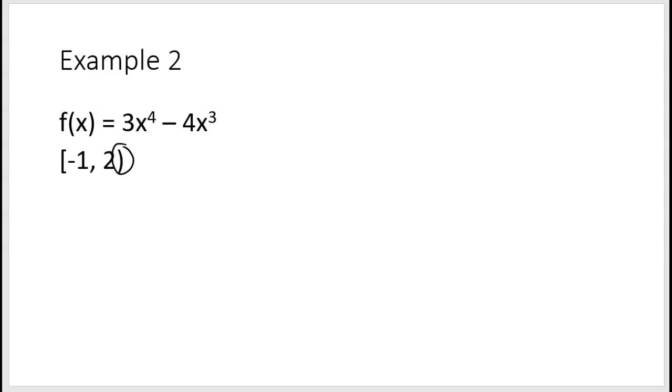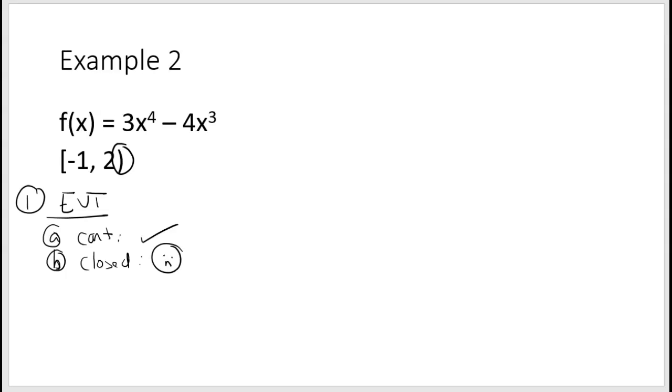Okay, so the first thing we want to know is, does the EVT apply? So, first of all, is it continuous? Well, it's the same function, so yes, it's still a polynomial, so it's still continuous. Do we have a closed interval? And the answer is no. We don't have a closed interval. So EVT does not apply.